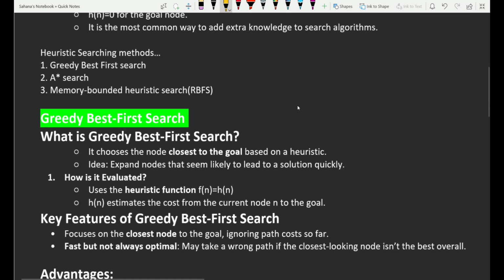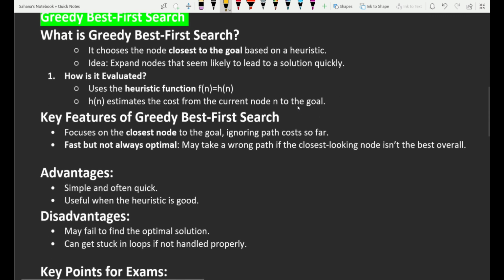Now we will see greedy best first search. What is greedy best first search? It is a searching method that chooses the node closest to the goal based on the heuristic. The idea is that it expands the nodes that seemingly are likely to lead to a solution quickly. It is evaluated using the heuristic function, that is f of n equals h of n. Both the evaluation function and heuristic function are the same in greedy best first search. h of n estimates the cost from the current node to the goal node.